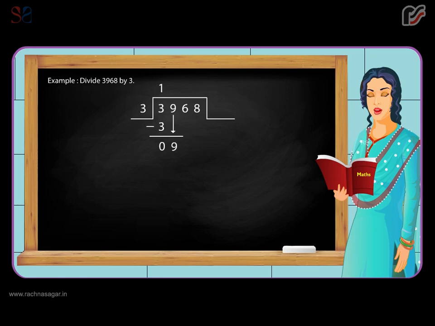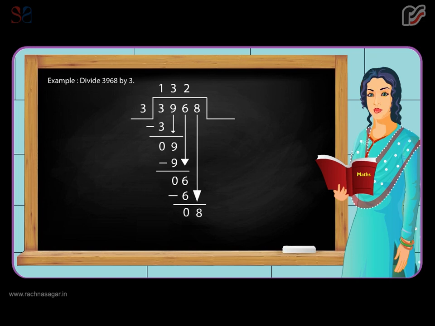Bring down 9 hundreds. 9 divided by 3 is equal to 3. Write 3 in the quotient place and 9 below the dividend in the hundreds place. 9 minus 9 is equal to 0. Bring down 6 tens. 6 divided by 3 is equal to 2. Write 2 in the tens place of the quotient and 6 below the dividend in the tens place. 6 minus 6 is equal to 0.